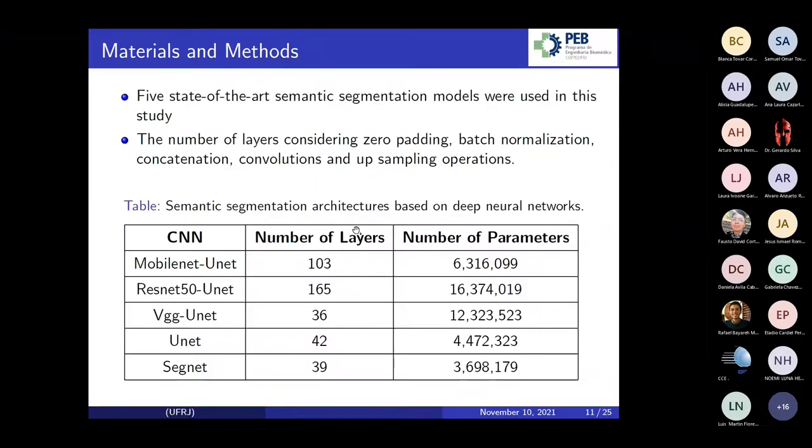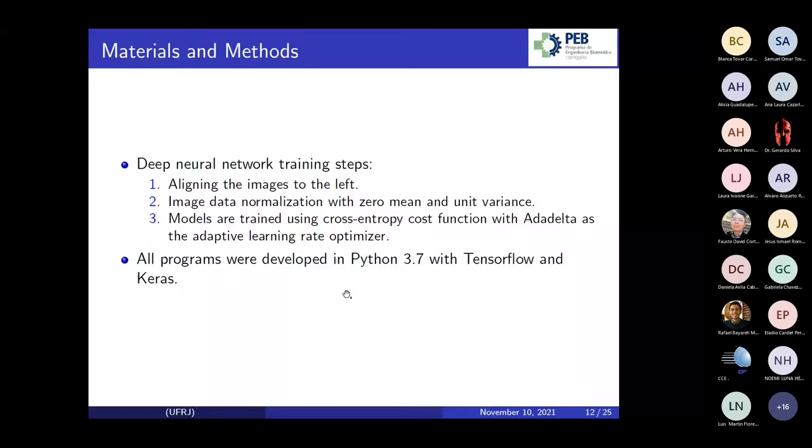And about the CNN architectures, we consider the zero padding layer, batch normalization, concatenation, convolutions, and upsample operations. You have this table with the number of layers and number of parameters for each architecture. And now talking about the training steps, we first align the mammographic images to the left. We do a normalization with zero mean and unit variance. And to train each model, we use the cross entropy cost function and the Adadelta adaptive learning rate optimizer. And we did all these steps using Python 3 with TensorFlow and Keras.